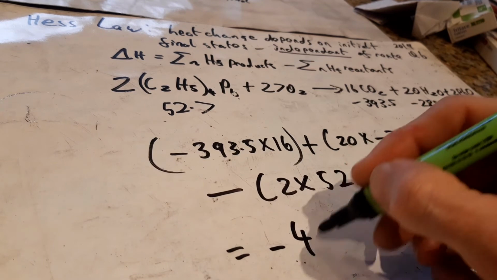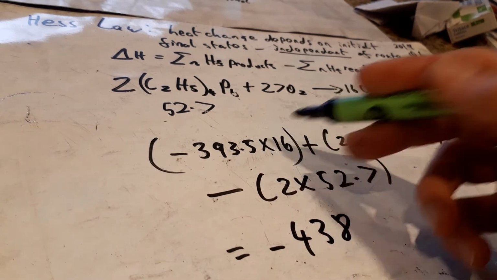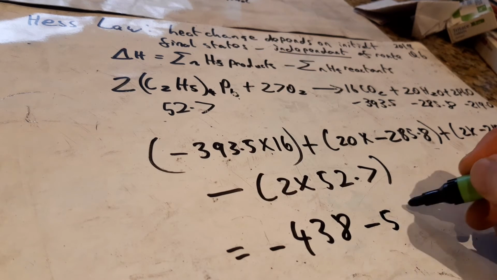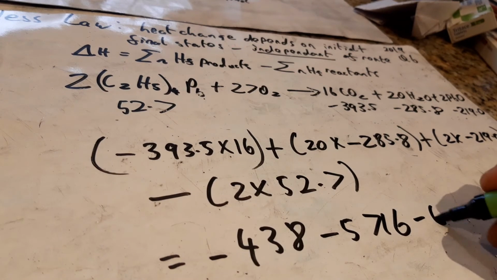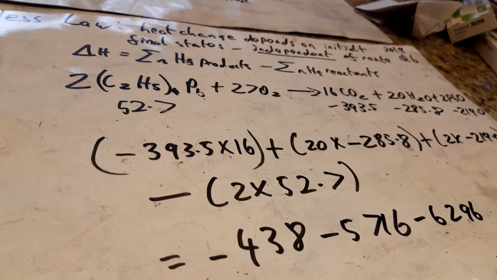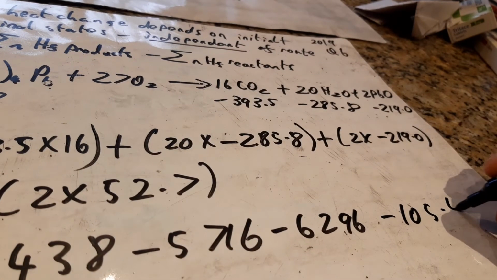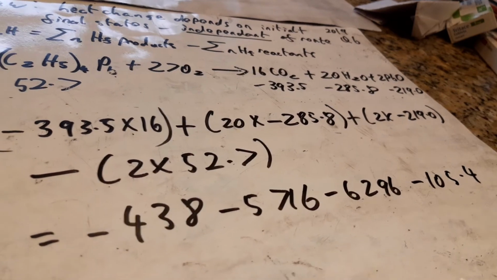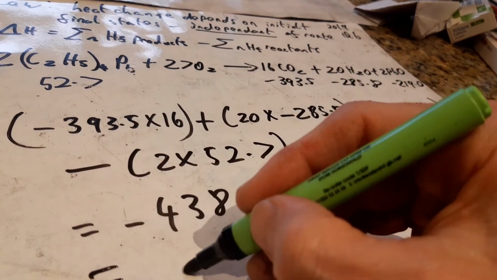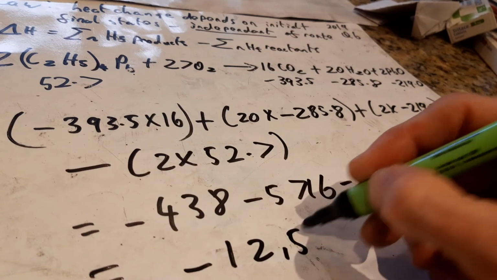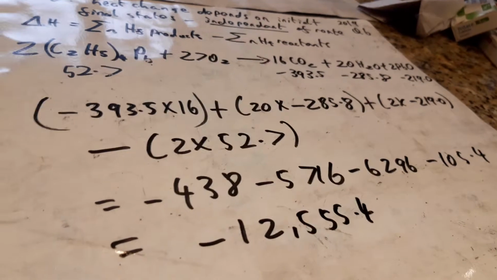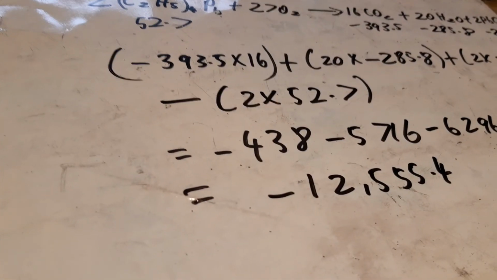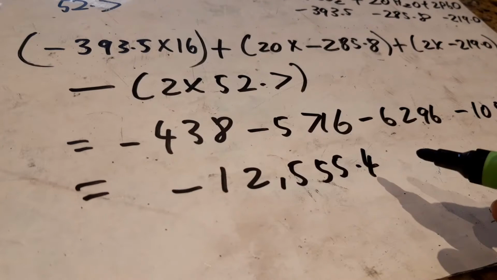And I get minus 6,296 for this bit here, minus 5,716 for this bit, minus 438 for this bit, and finally minus 105.4. Can you see that there? So again, all into my calculator, and I get minus 12,555.4. Now, it's important to remember that your heat of reaction is per mole of reagent.